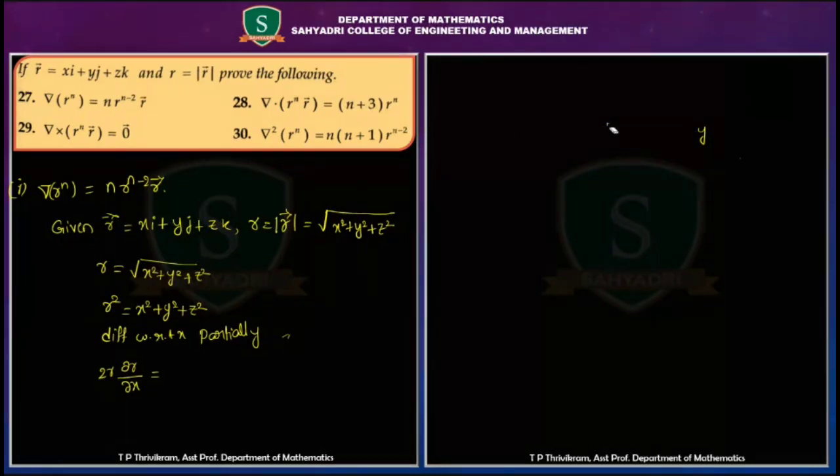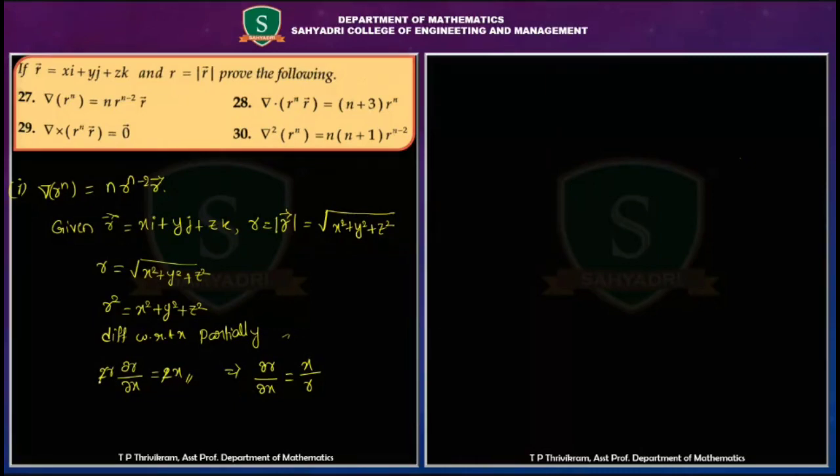We'll continue. If you differentiate with respect to x, you get 2x, so the 2 gets cancelled. Sending R to the right hand side, dou R by dou x is x by R. Similarly, dou R by dou y, differentiating with respect to y, gives y by R. Similarly, dou R by dou z is equal to z by R. Have you understood this?